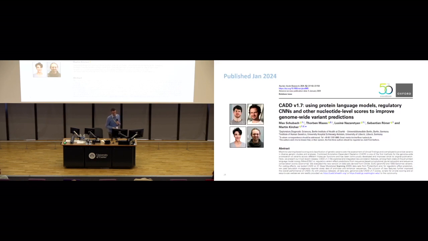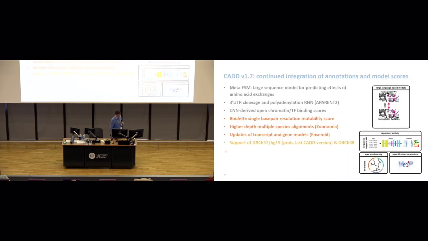And so our last update was actually just last year, where we released version 1.7. And so what did we try to do there? Well, we first of all always update the underlying transcript and gene models. But we also try to look for new annotations that might be useful for using CAD. And one of the big things that we identified with this last release was that we wanted to include sequence-based models and their predictions. And I want to talk about two of these models that we integrated there.